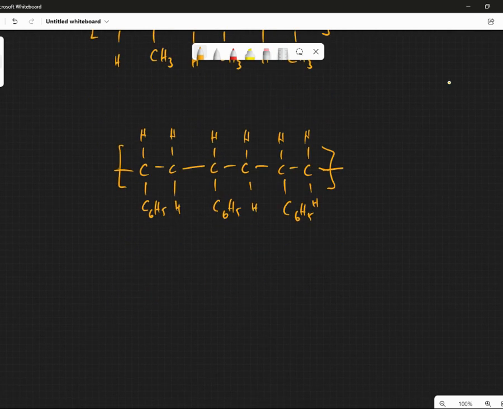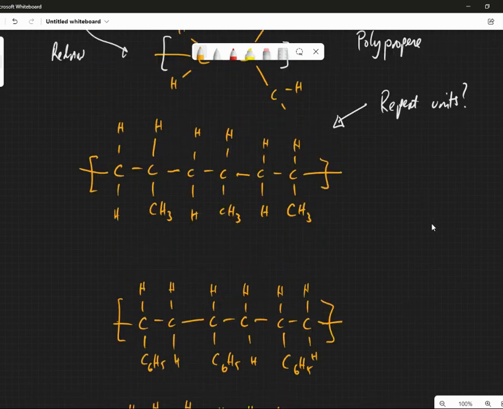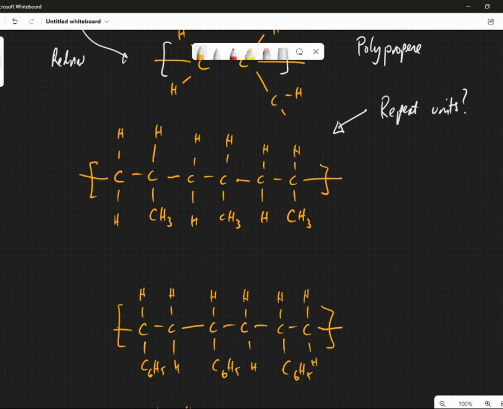Okay, so there's 1, 2, 3, 4, 5, 6. H, H, H, H, H, H. And down here I'm going to do CH3, CH3, CH3, CH3, CH3, and CH3. Okay. Now I've got 3 polymers there. Let's start off with this one. Now this one, if you remember rightly, is called polypropene.